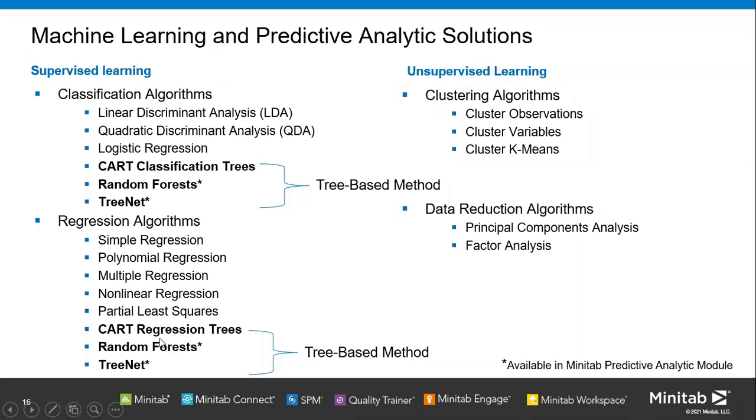You also have the tree-based methods. The CART regression tree is included starting with Minitab 19.3, so if you are using Minitab 19.3, you are able to run the CART regression tree. The Random Forest and TreeNet are separate modules, with an additional cost, an additional fee, if you want to do Random Forest and TreeNet.